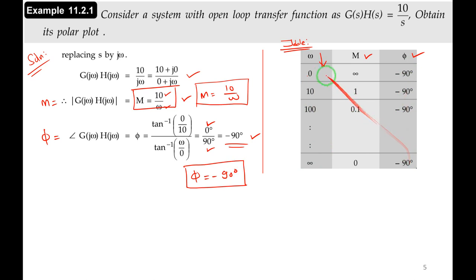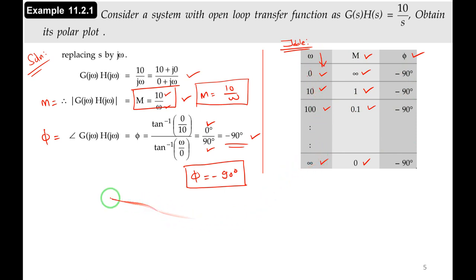So we will list them out here. Next, we will calculate the magnitude. For omega equal to 0, what is the magnitude? 10 by 0, anything divided by 0 is infinity. Next, substitute omega equal to 10: 10 by 10 is 1, so magnitude is 1. Next, 10 by 100 is 0.1. For frequency omega equal to infinity, anything divided by infinity is 0. I hope you are getting it. So we have made this table, with several magnitude and phase values for different frequencies, omega varied from 0 to infinity.